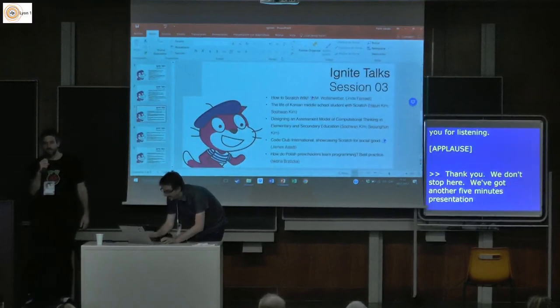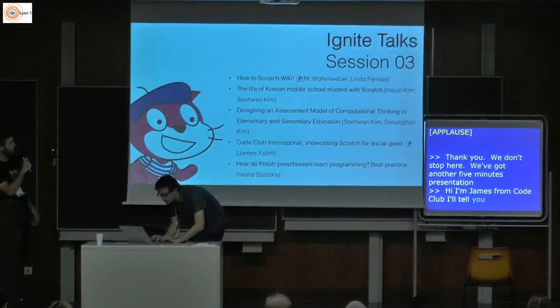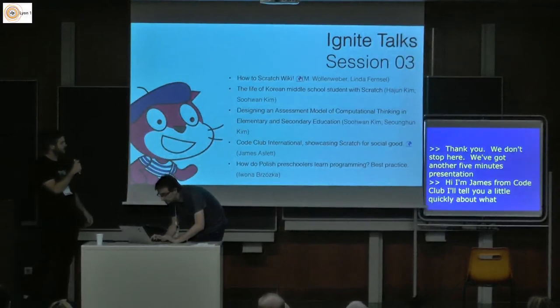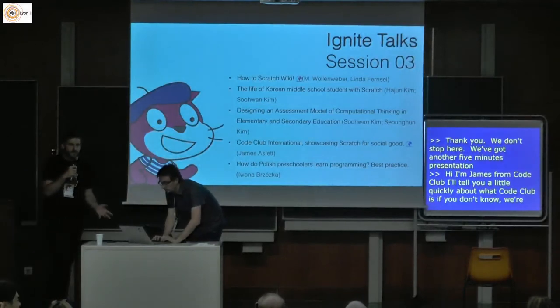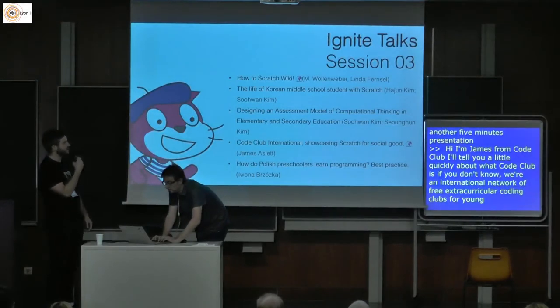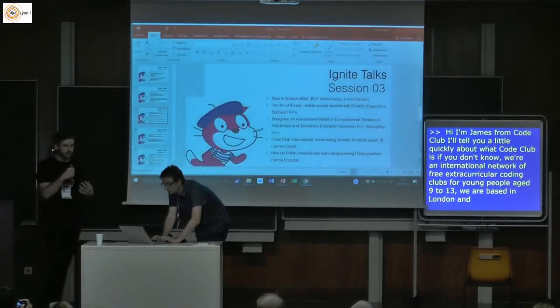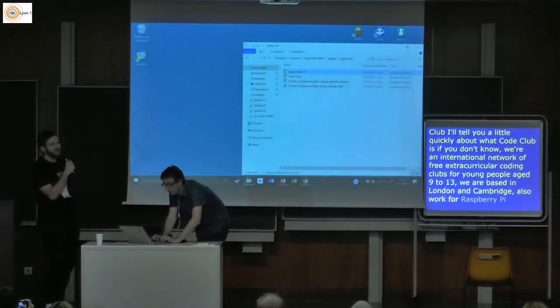Hi, I'm James from Code Club. I'll tell you a little bit quickly about what Code Club is if you don't know. We're an international network of free extracurricular coding clubs for young people aged 9 to 13. We are based in London and Cambridge, and also work for Raspberry Pi. We're a program of the Raspberry Pi Foundation.